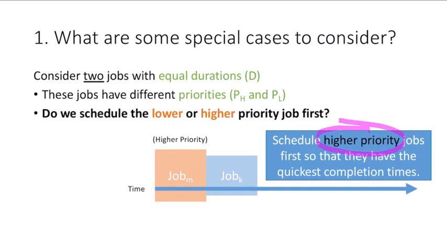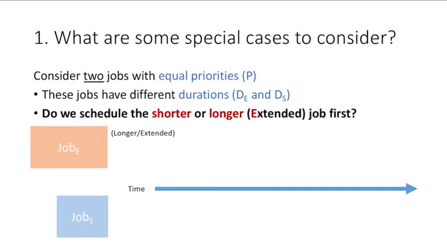All right, well, let's look at our second special case. Let's say they have equal priorities and now different durations. So we have a longer job and a shorter job. So I don't use higher priority and lower priority, and so for the previous I used subscripts of L and H. Here I didn't want to reuse L, so let's say that it's the extended job. The longer job is the extended job.